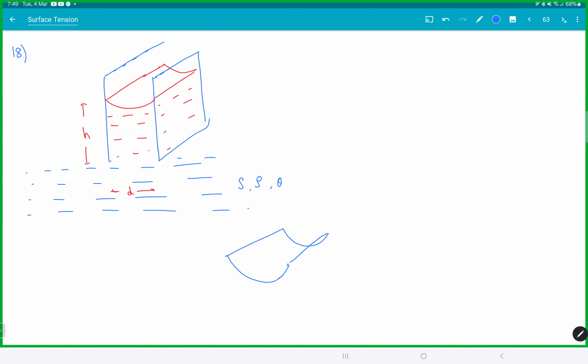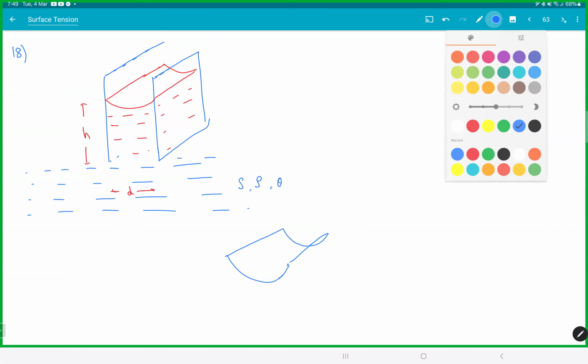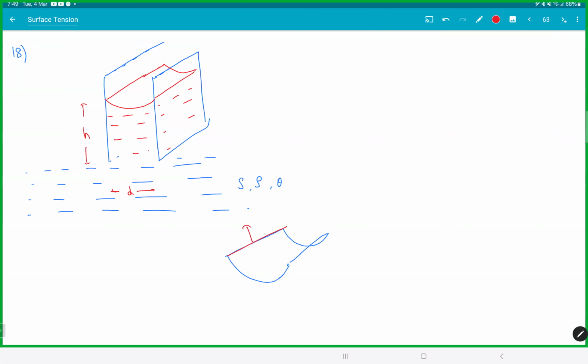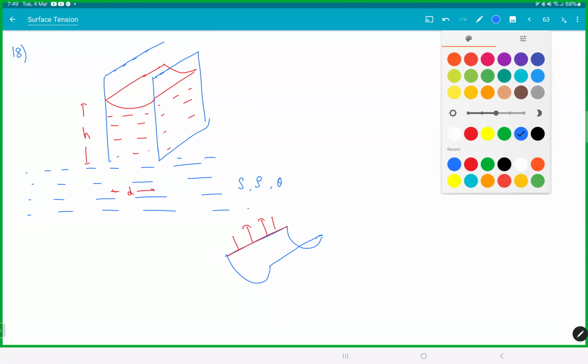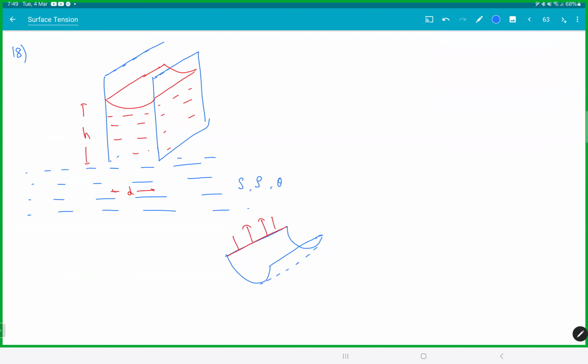Kind of like this. I didn't draw it well, but yeah. So this will pull like this, and this surface will pull like this. It's a cylindrical meniscus. Something like this. So the question is find height h.